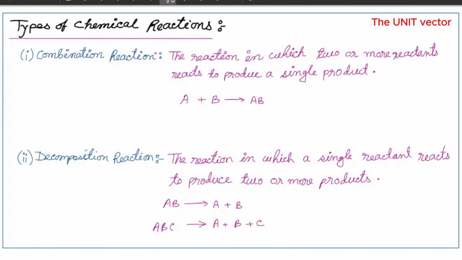In this video, we will learn about the types of chemical reactions. First type of reaction is combination reaction.